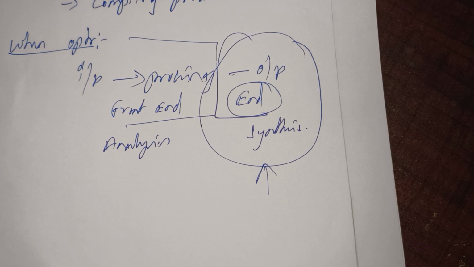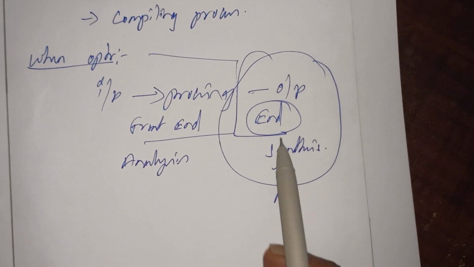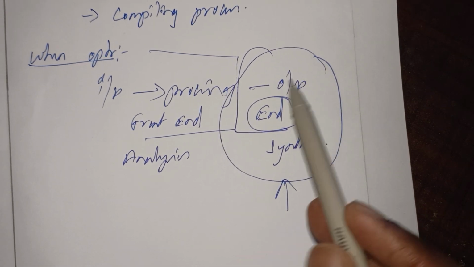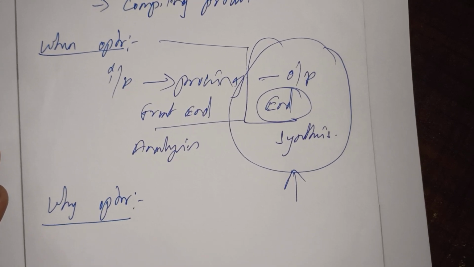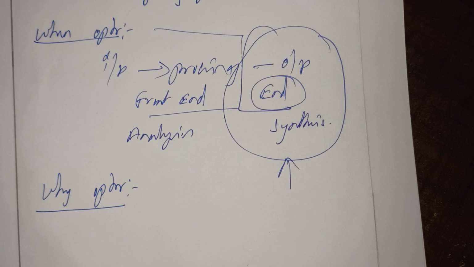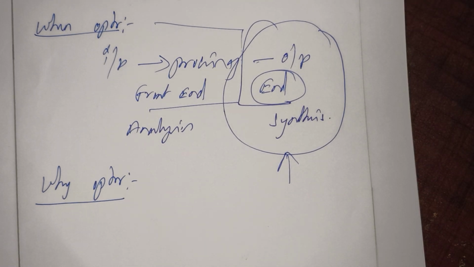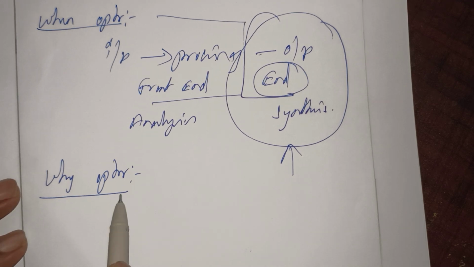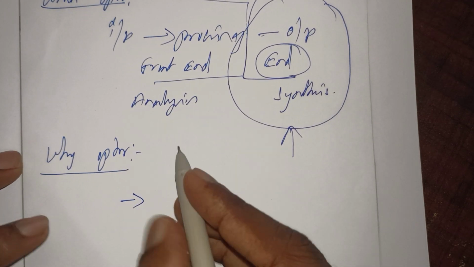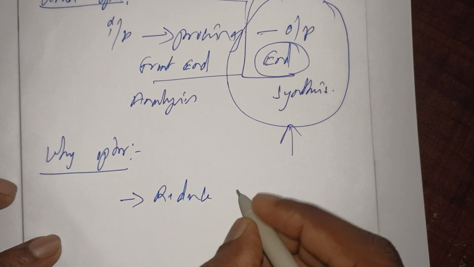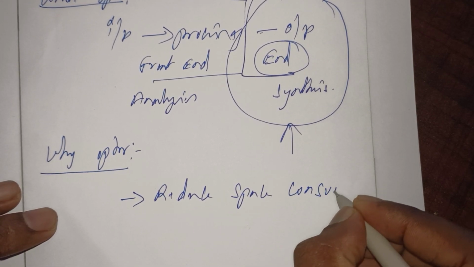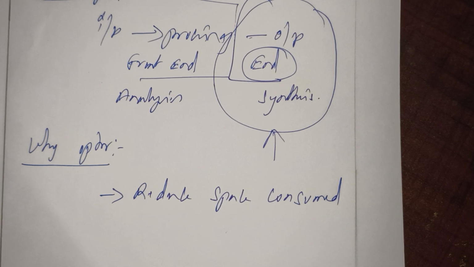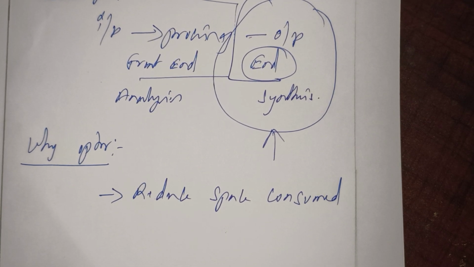So let me tell you why optimization. When is optimization required? I hope you understand how exactly it is happening. Beyond the scope of the optimization phases, it actually reduces the space consumed. That is the most important feature here, right? It also improves speed, so automatically the speed of the compilation is drastically improved. That is the point, right?